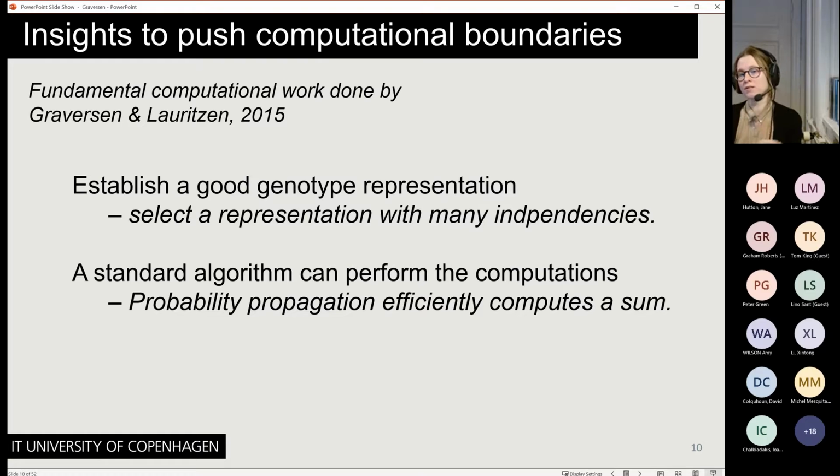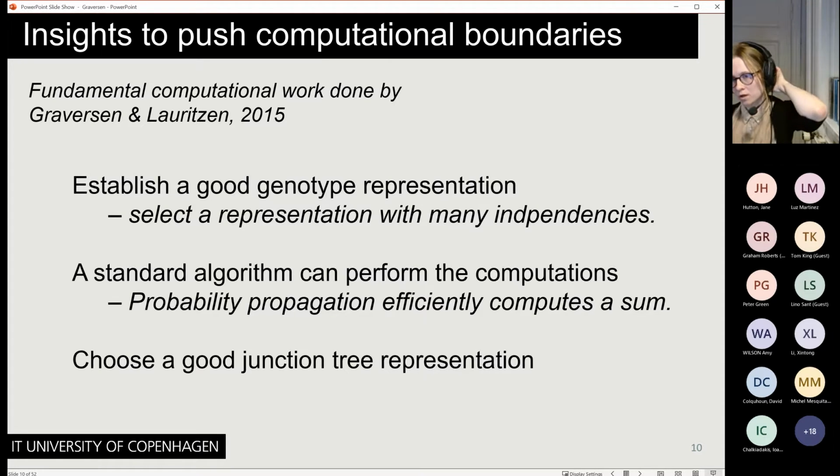And so that insight was actually not particularly tied to forensics. It's a very generic result, basically saying, well, if I want the expectation of a product, then I can get that by probability propagation.